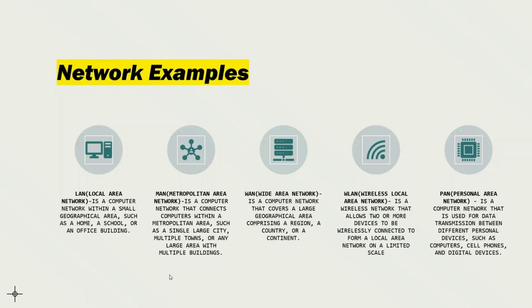A good example, just as I have explained earlier, is your home network. You have a Wi-Fi, and in your Wi-Fi you have routers and many other things connected in the network. And then you have a personal area network. It's a computer network that is used for data transmission between different personal devices such as computers, cell phones, and digital devices. You could think of a personal area network like your own laptop.